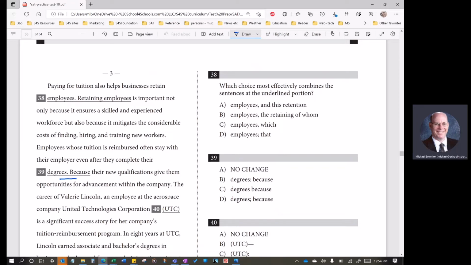Okay, this one has a period. So I got sentence 1, sentence 2 separated by a period. Here I have a colon. Here I have no punctuation. Here I have a semicolon.